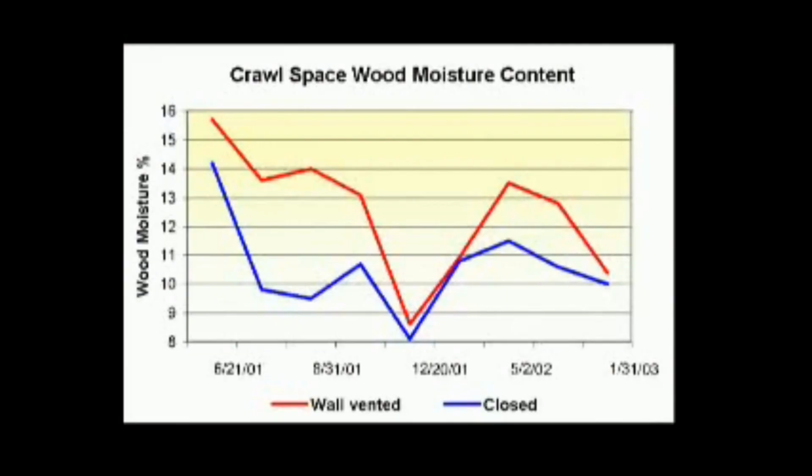In addition to space moisture measurements, we also record wood moisture content. A total of 10 pin moisture readings are periodically taken in the crawlspaces during data collection trips. The pin moisture readings parallel the space moisture readings. The closed crawlspaces have lower wood moisture content than the wall-vented crawlspaces, particularly in the summertime. Dry wood framing discourages surface mold, wood rot, and insect infestation.